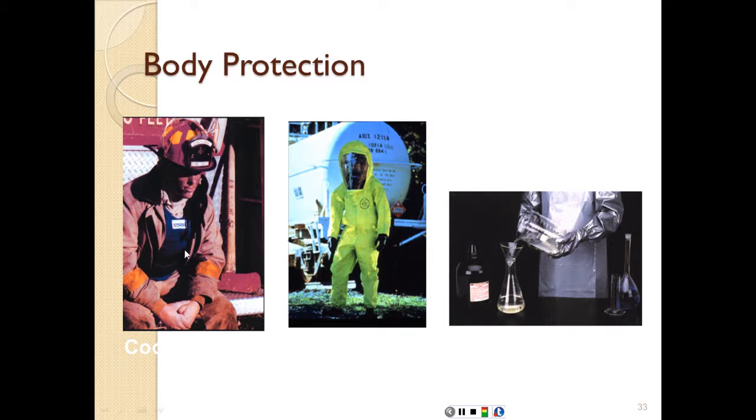Here are different examples. So here we have the jacket. Here we have the full body suit that may even protect from radiation. And here we have the apron, together with the gloves, of course.